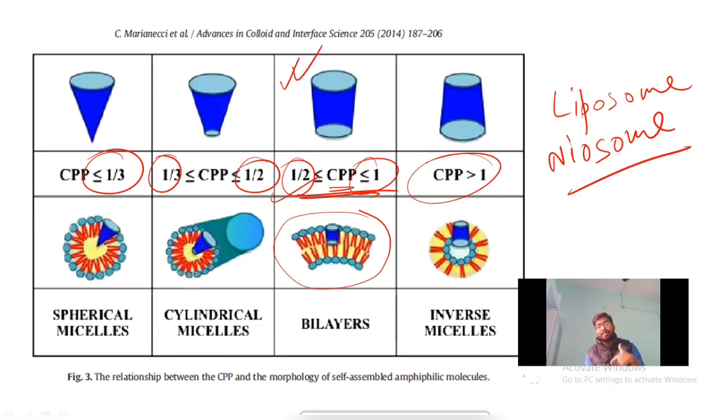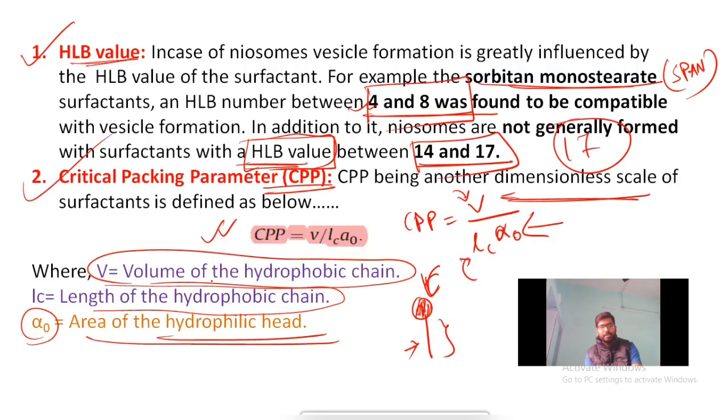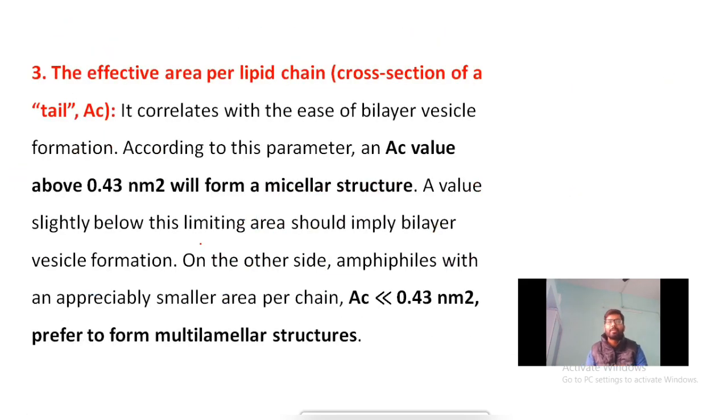That is very important. That can be asked in your different exams, like if you are preparing for NIPER JEE, PhD in pharmaceutics, then it is a hot topic for them. Okay, you can see the spherical structure, cylindrical micelles are there, okay, inverse micelles are there, and you have to memorize the value of CPP and their impact, okay, and the equation. That is important.